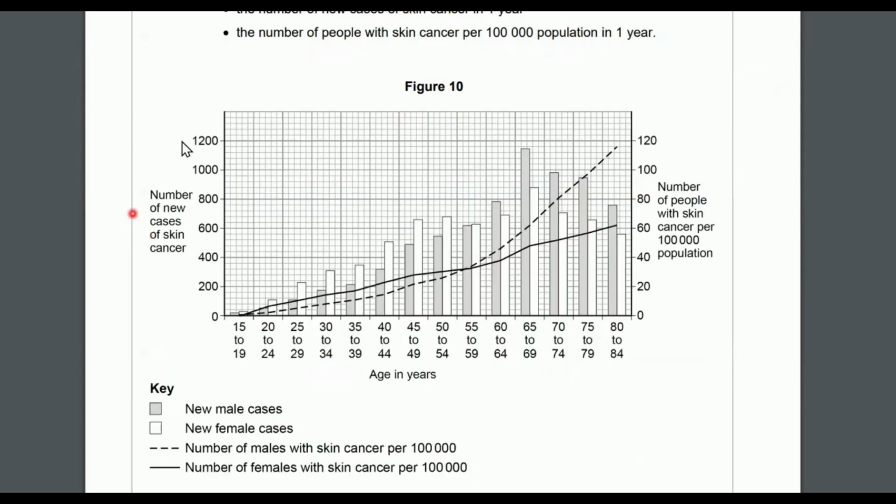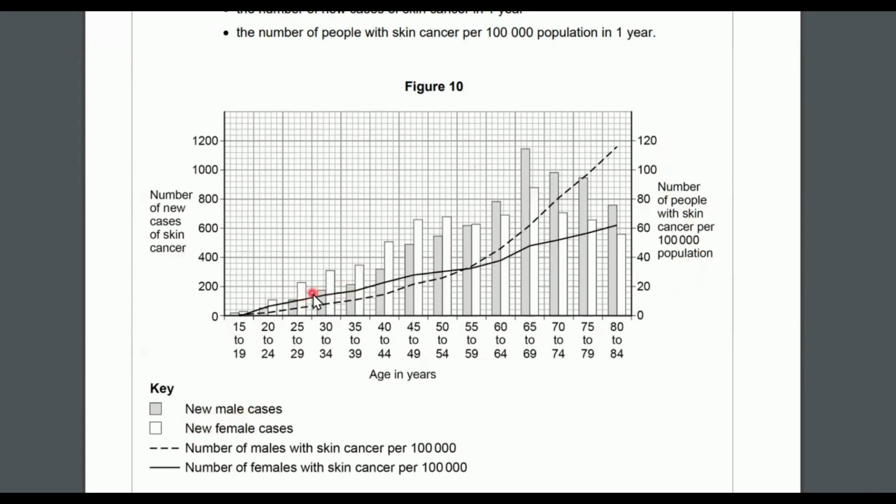Here we've got figure 10. This is one of those difficult graphs. You can see the number of new cases of skin cancer is up here. Then on the other axis, the opposite y-axis, we have the number of people with skin cancer per 100,000 population. We then have new male cases and new female cases represented by the bars.